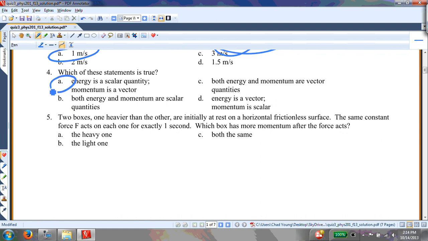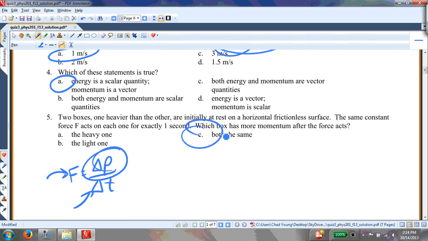Two boxes, one heavier than the other, are initially at rest on a horizontal frictionless surface. The same constant force acts on each one for exactly 1 second. Which box has more momentum? I know F equals delta P over delta T. They have the same force for the same amount of time, so their change in momentum is going to be the same. Both the same, so 5 is C.